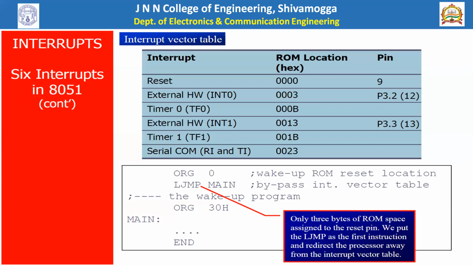The external hardware INT0 has its starting address at 0003. Timer 0, TF0, has its starting address at 000B. External hardware INT1 has its starting address at 0013. Timer 1 is at 001B. Serial communication, both RI and TI, a common interrupt, is at 0023. So this is the interrupt vector table, which gives the starting address of the ISR.